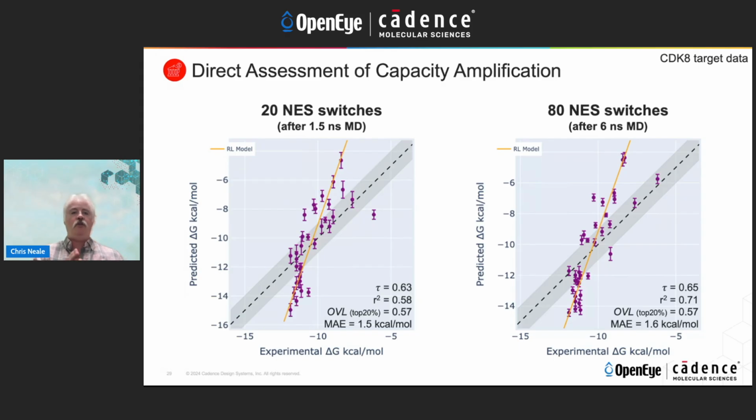And then on the left, I just ran MD as a quarter as long, and I ran a quarter as many switches. And it's true, the correlation is a little less, and the errors are a little larger, but I could put 3 times as many ligands through using the settings on the left for the same computational expense as the settings on the right.